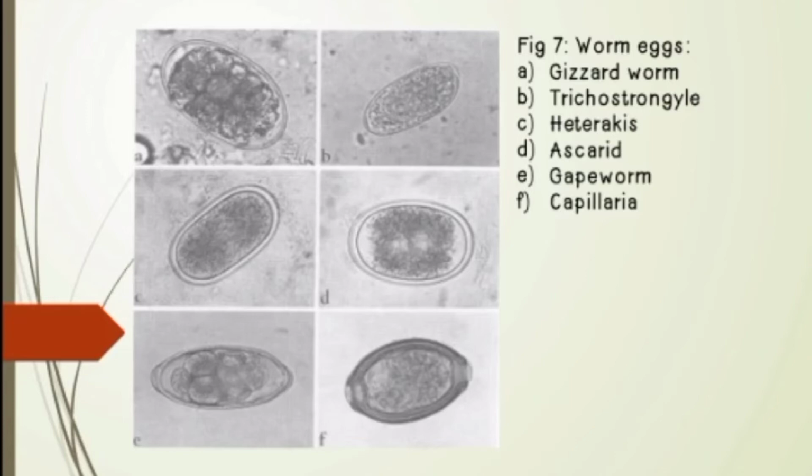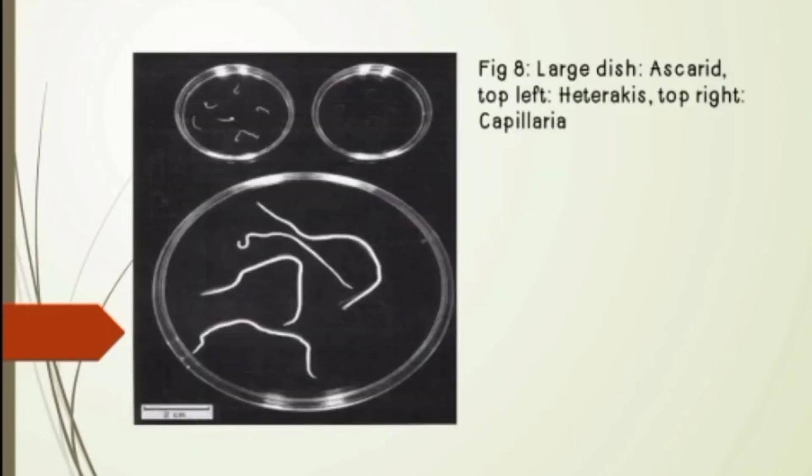Yung letter A po ay yung gizzard worm. Letter B, the trichostrongyle. C ay yung heterakis. D, ascarid. E, gapeworm. And yung F po ay yung capillaria. Ito pa po ang ibang halimbawa. Yung nasa large dish po ay yung ascarid. Top left ay yun po yung heterakis. At yung top right ay yung capillaria.